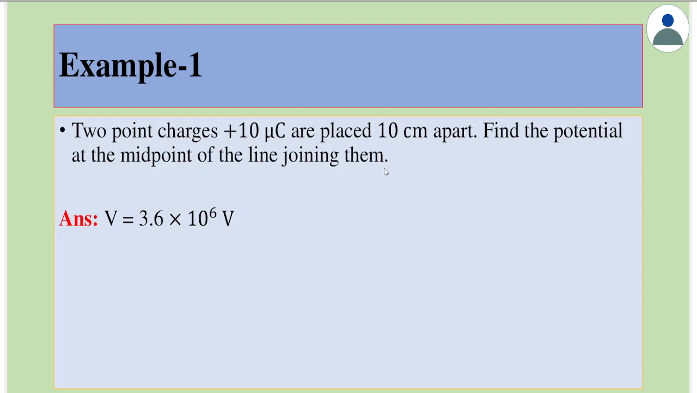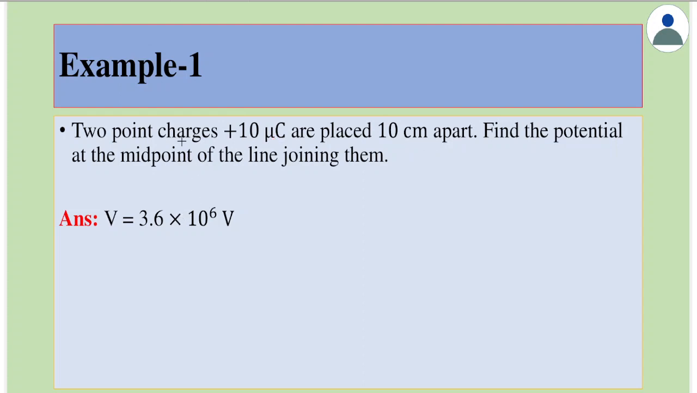Hello everyone, let's look at some numericals based on electric potential. Example 1 says two point charges of 10 microcoulomb are placed 10 centimeter apart. Find the potential at the midpoint of the line joining them.